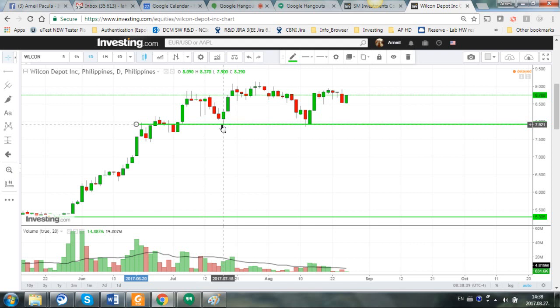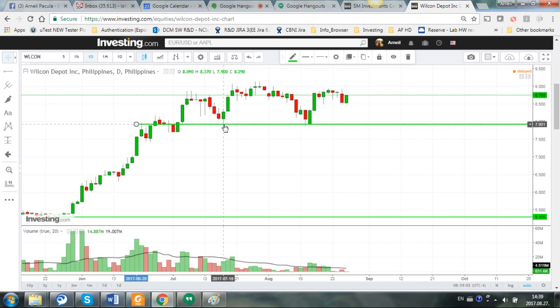Support lines are buying points. This is where we buy the stock. Resistance line, we don't buy there. We sell in the resistance. But the exception is this. There is a breakout. Then, if it becomes a new support, then that can be a buying point.